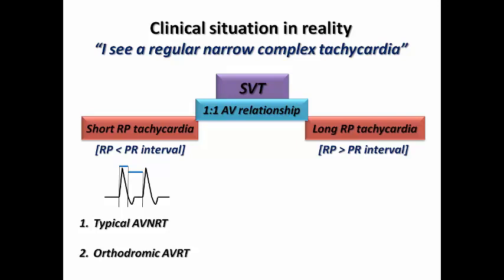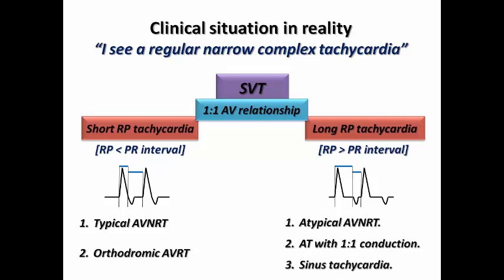But in long RP tachycardia, we can see here that the RP interval is longer than the PR interval, as we see in this ECG example. And this happens with atypical AVNRT, which has a retrograde P wave, but passing retrogradely through the slow pathway, so it is delayed. It also happens with atrial tachycardia with 1-to-1 conduction, because it is an antegrade P wave, so it appears nearer to the following complex rather than the preceding complex.